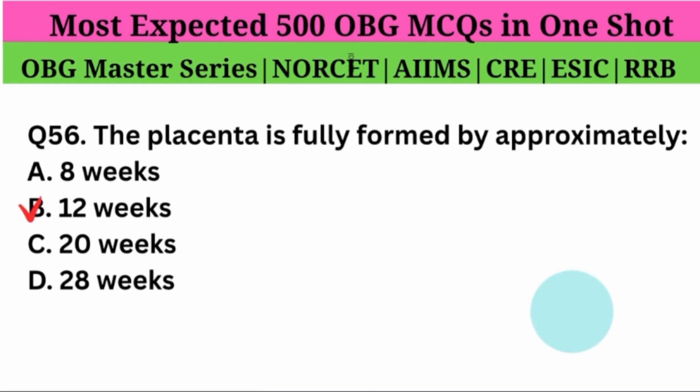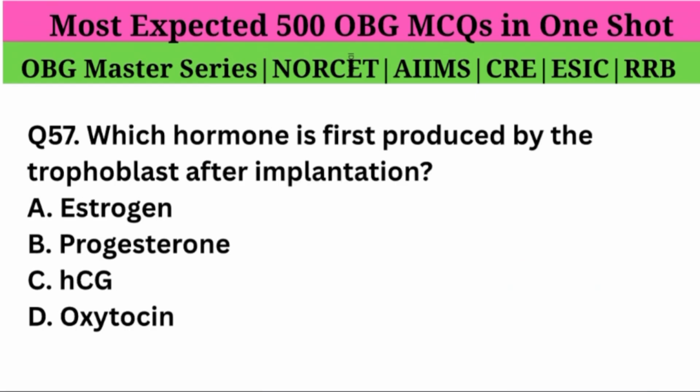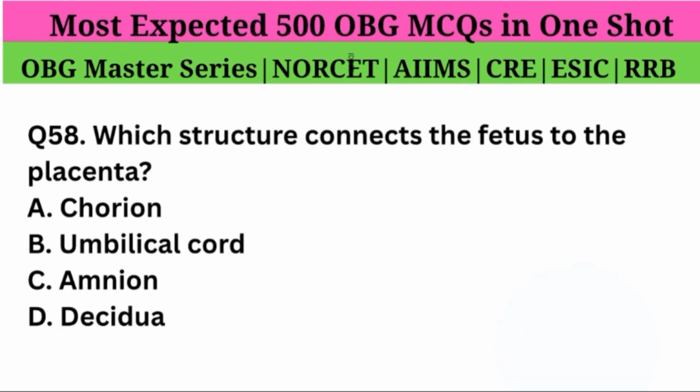Your correct option is option B, 12 weeks. Next question. Which hormone is first produced by the trophoblast after implantation? Your correct option is option C, HCG. Next question. Which structure connects the fetus to the placenta?